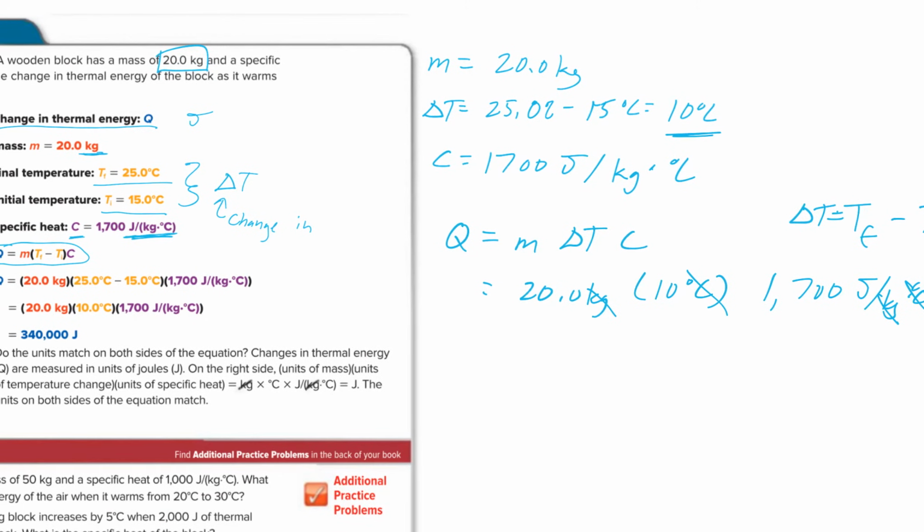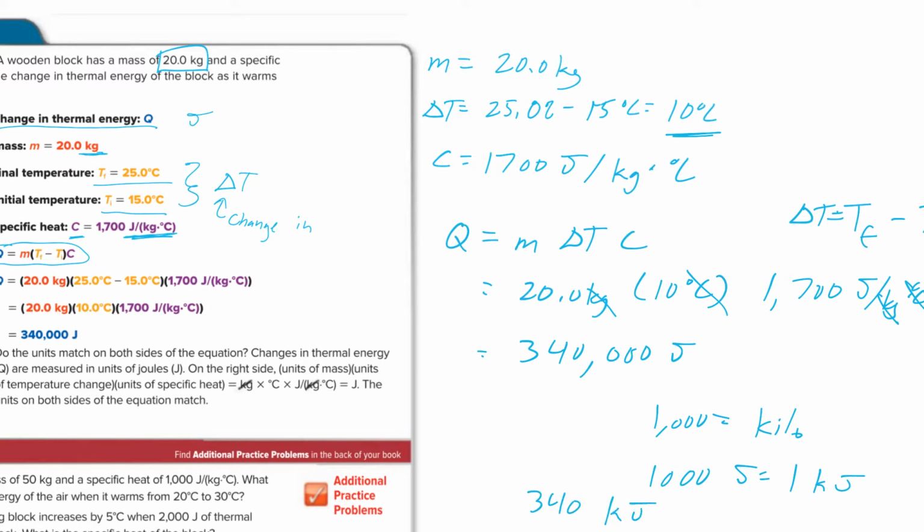If you put all that in a calculator, you will end up with 340,000 joules. Now you can actually change this, since 1,000 equals kilo. So 1,000 joules is 1 kilojoule. So we can take this, divide it by 1,000, and end up with 340 kilojoules. Either one of these is technically a correct answer.